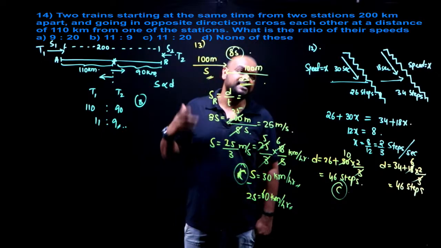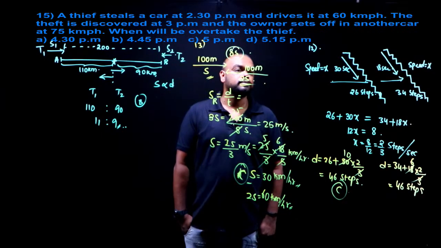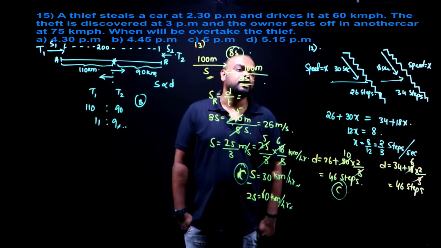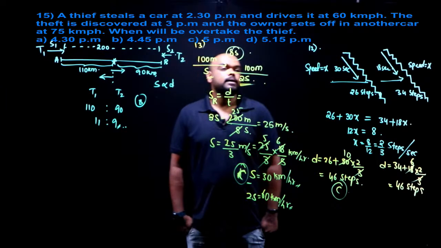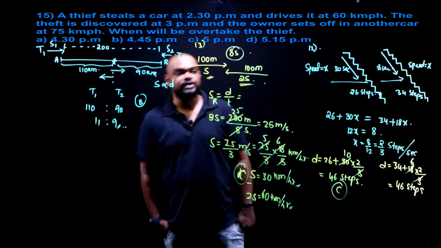Okay, let us continue. The next question, please. Question number 15. A thief steals a car at 2:30 p.m. and drives it at 60 km per hour. The theft is discovered at 3 p.m. and the owner sets off in another car at 75 km per hour. When will he overtake the thief?